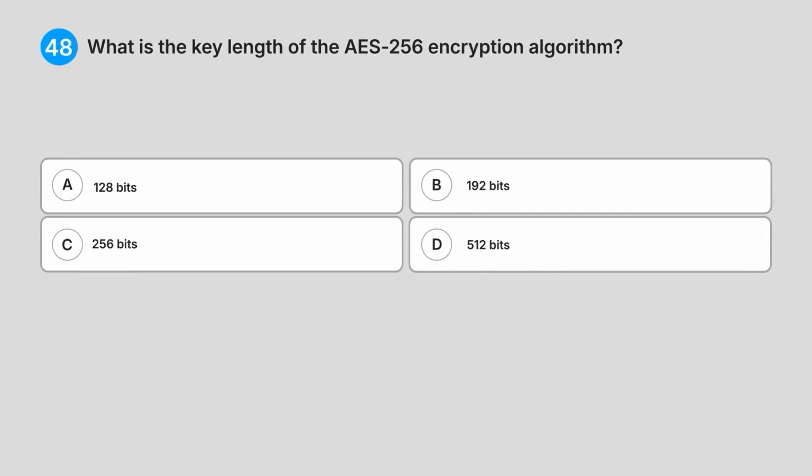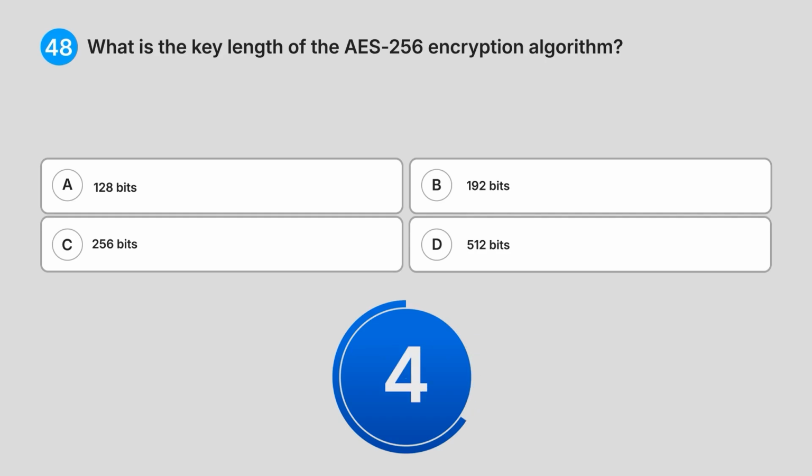48. What is the key length of the AES 256 encryption algorithm? A. 128 bits. B. 192 bits. C. 256 bits. D. 512 bits. Can you guess the answer?